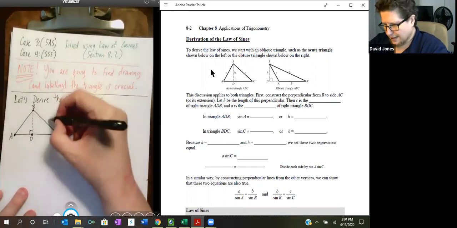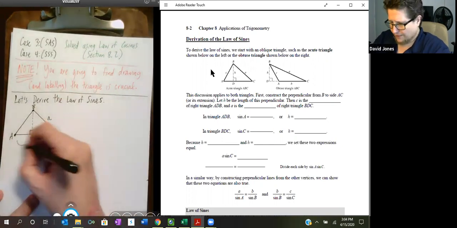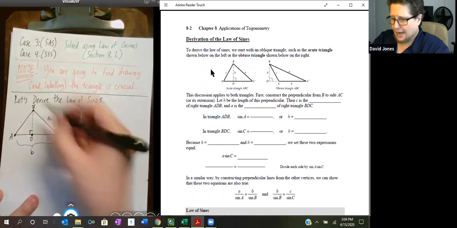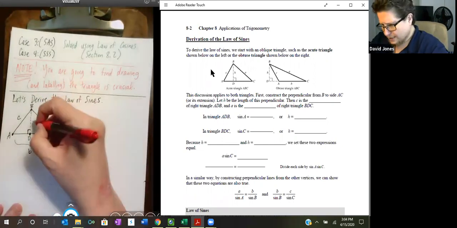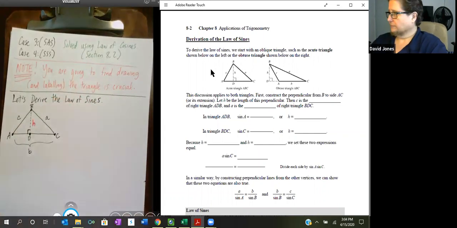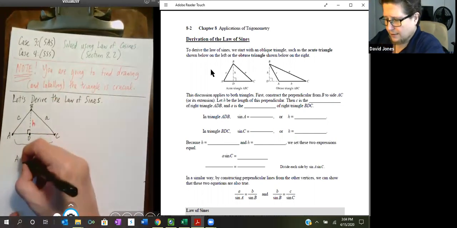That makes this side over here little side A. That makes this whole side over here little side B. And that makes this little side C. We'll call this vertical distance here in the middle H. This is the acute option.